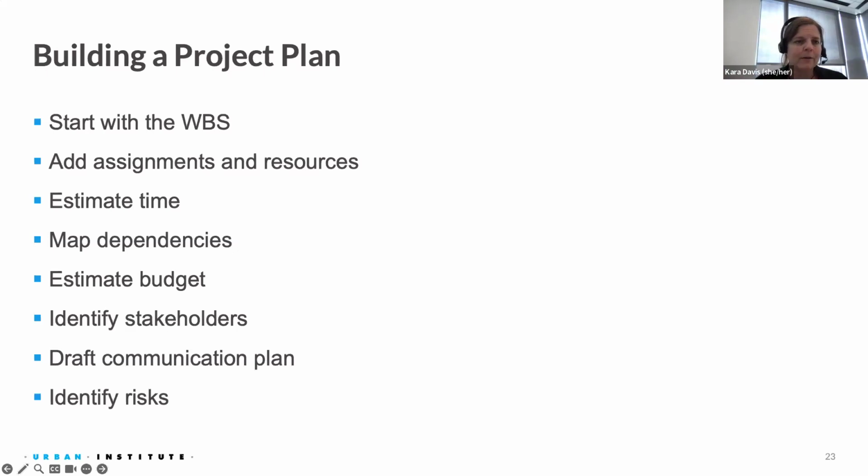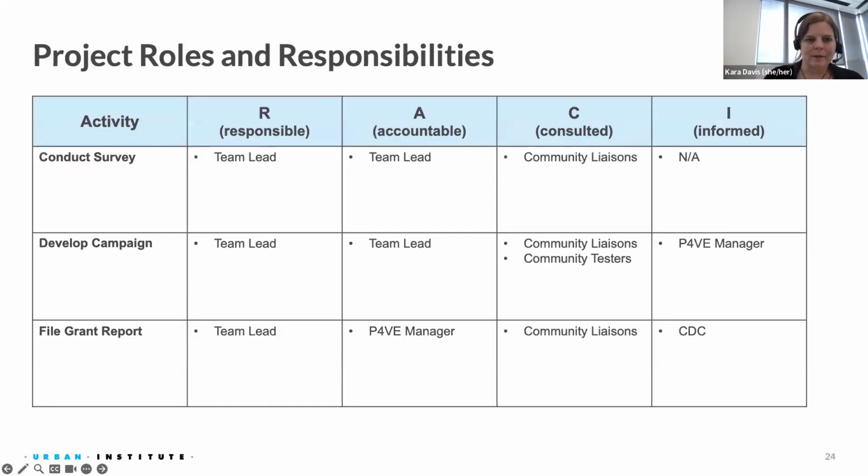The next pieces, some of the other project planning documents I just wanted to go over if we had time, were identifying stakeholders, drafting the communications plans, and doing a risk register to think about how things could go sideways over the course of a project. So I'm just going to show you some of those.